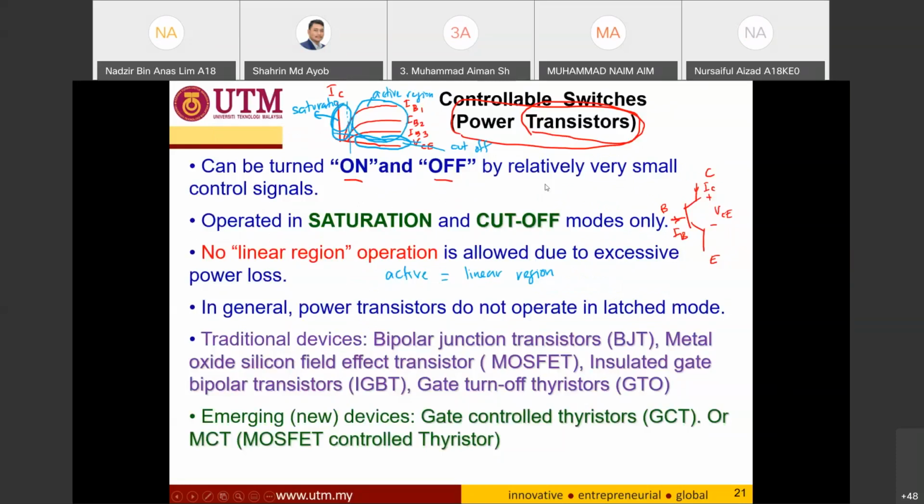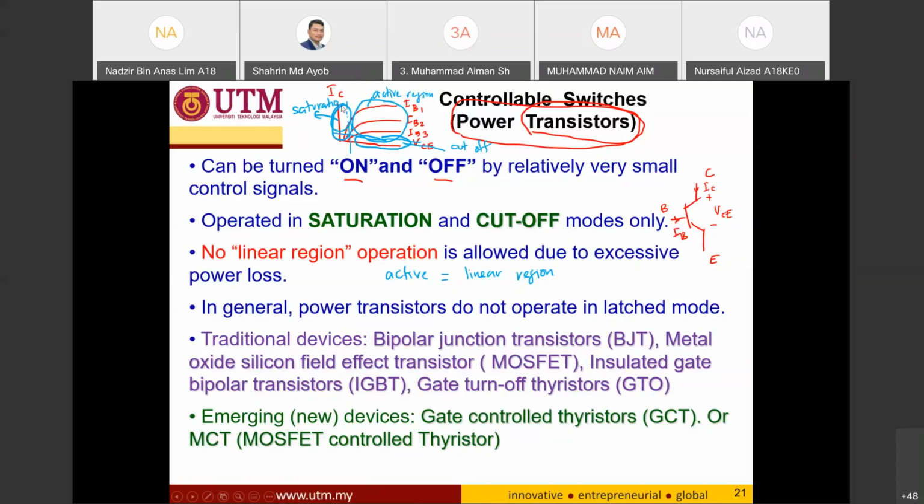Okay, so during your electronics classes, the transistor can be operated in these three regions: saturation region, active region, and cutoff. And during your electronics courses, usually the transistors will be operated as an amplifier. So you are required to design a circuit that can amplify signals. So this circuit will be forced to operate in this active region. But in power electronics, it is different. We want the transistors to operate either in saturation or cutoff region.